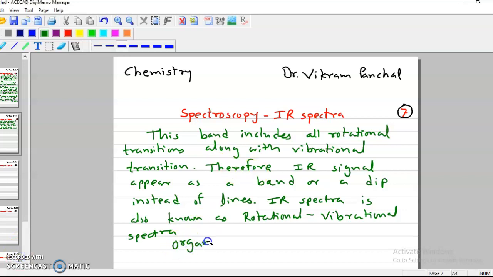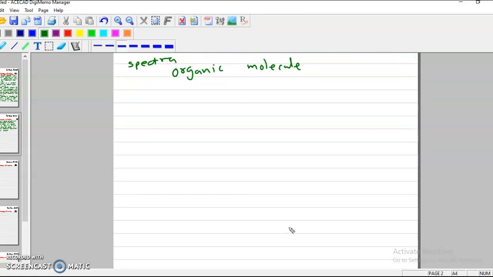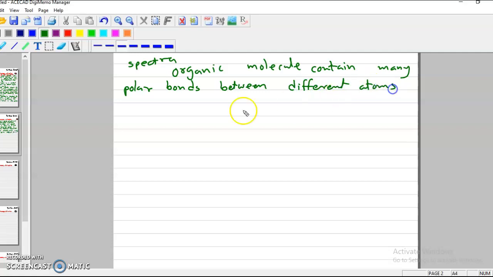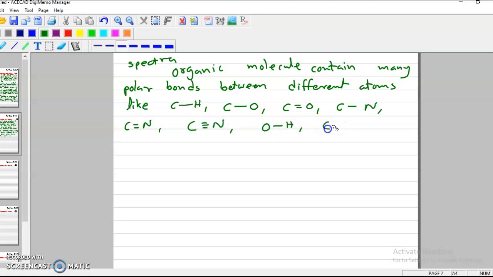So organic molecules contain many polar bonds between different non-metal atoms like the bond between carbon and hydrogen, carbon and single bond oxygen, carbon and double bond oxygen, carbon and single bond nitrogen, carbon and double bond nitrogen, carbon and triple bond nitrogen, oxygen and hydrogen, carbon and halogen, nitrogen and hydrogen, etc.